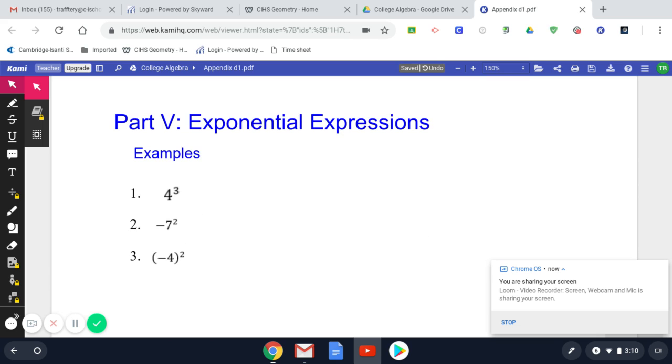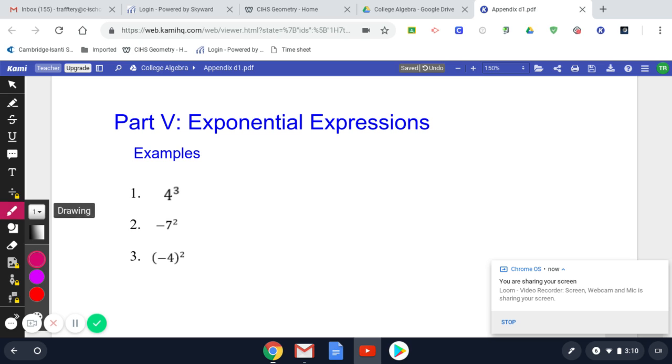So, exponential expressions and examples. 4 to the third, if we want to realize what this means, it simply means 4 times 4 times 4, or 4 to the third power, which is 64.